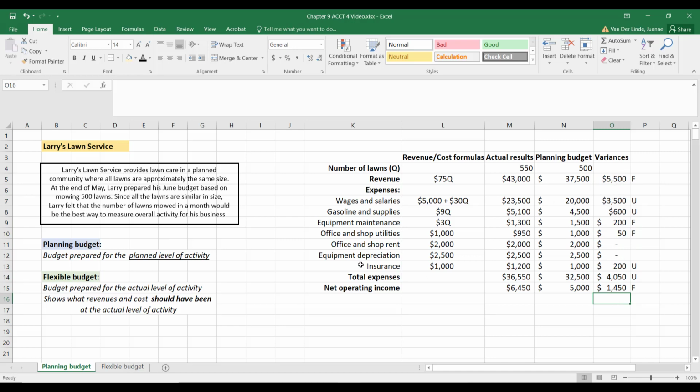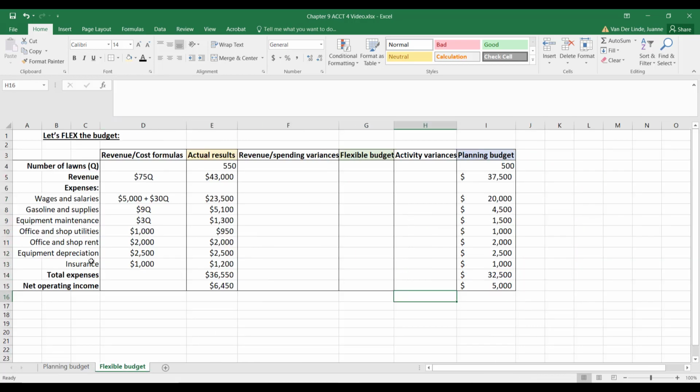these variances. That's where the flexible budget comes in, where the flexible budget, remember, tells us what revenues and expenses should have been given the actual level of activity. So we're getting to really take a deeper look into these differences and see what the reasons might be for those differences. So what I've done here on the next tab is I've copied over my planning budget numbers and my actual results, along with those revenue and cost formulas, over to our flexible budget. So we're going to flex the budget now.